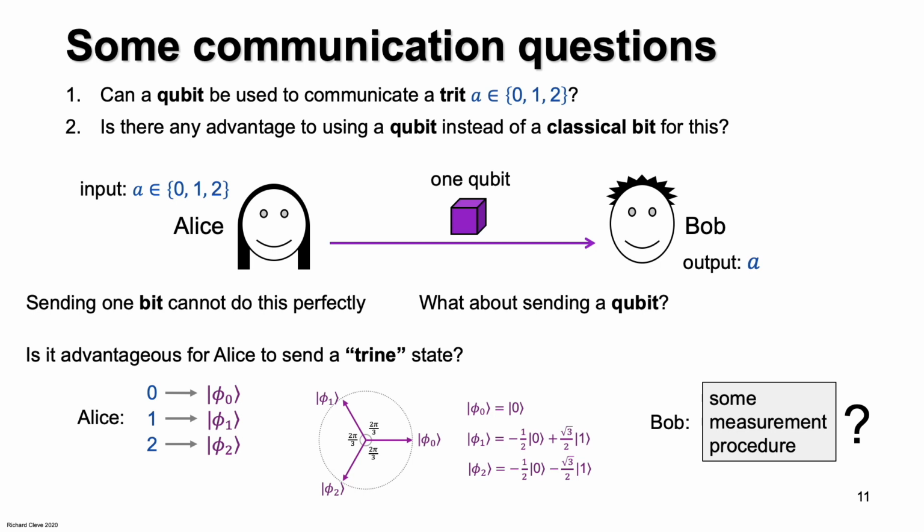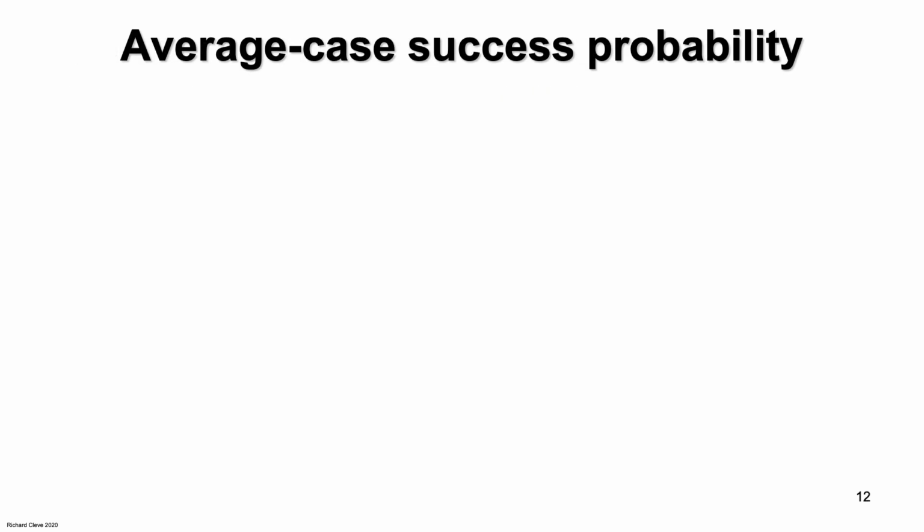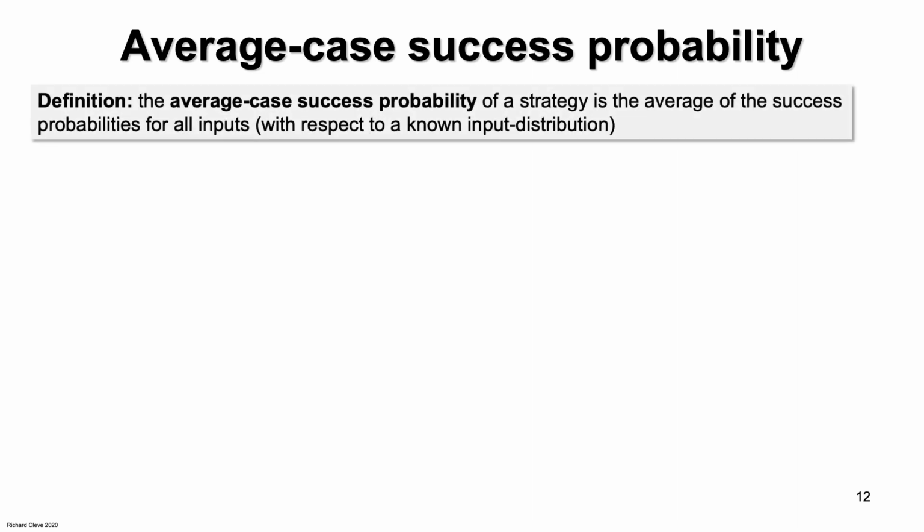To answer this question, let's begin by defining the average case success probability of a strategy. Here the underlying assumption is that there is some known probability distribution from which Alice's input arises. For example, it could be the uniform distribution where each trit value arises with probability 1/3. Then the average case success probability of a strategy of Alice and Bob is the weighted average of the three success probabilities.